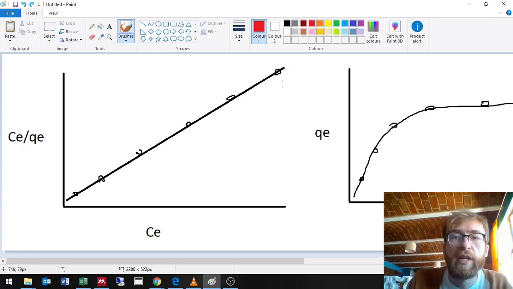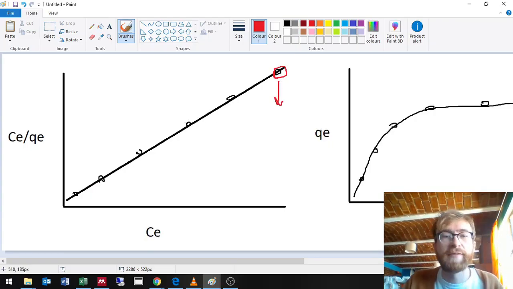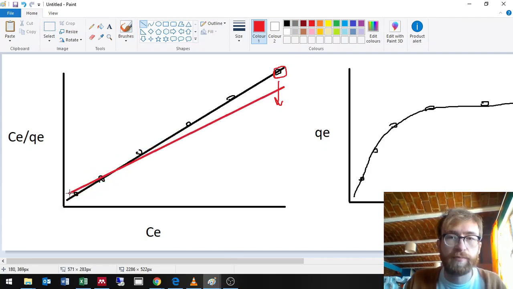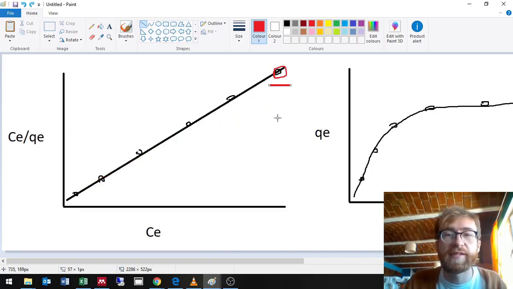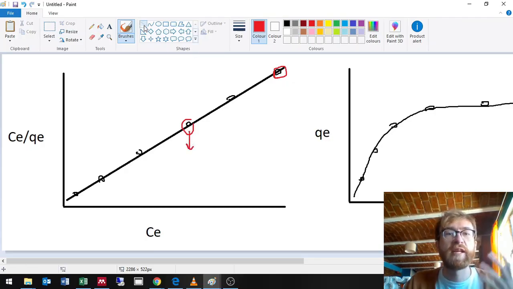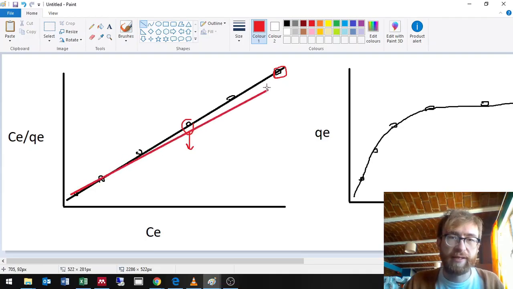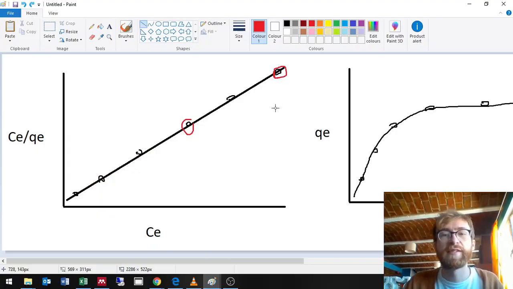And why is that? You can see that if we move this data point down, X amount, we're going to start to see that the linear regression is going to change quite quickly. The linear regression will be very sensitive to this data point here. In contrast, if we decrease the central points by the same amount, the linear regression isn't going to change that much. It's going to be a lot less sensitive to this data point.